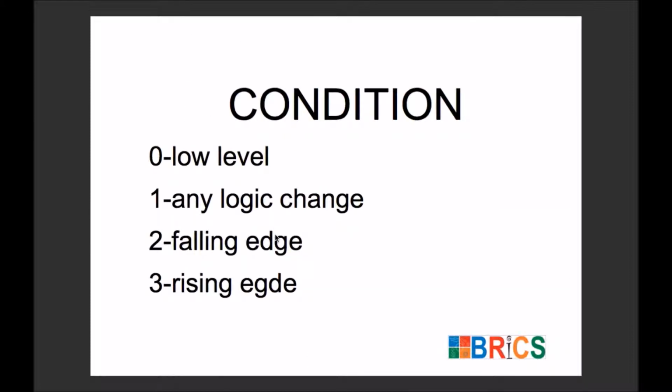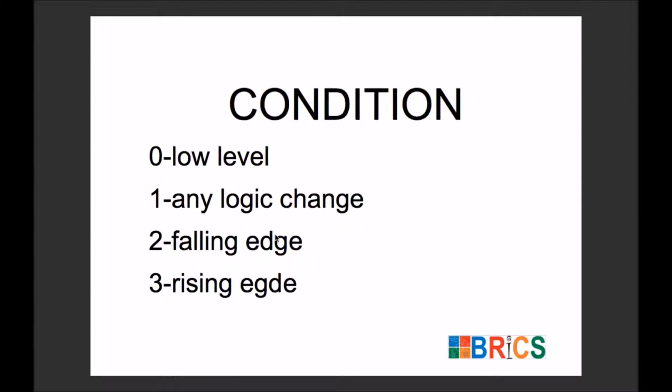Now for interrupt 0, there are four conditions which we can create. We can select one out of these four to generate an interrupt. Condition number 0 is low level. Whenever the INT0 pin will be low, the ISR will continuously get called. Next is condition number 1, that is any logical change. It means whenever there will be any change on the pin, the ISR function will get executed only once. So for each change, it will get called once.